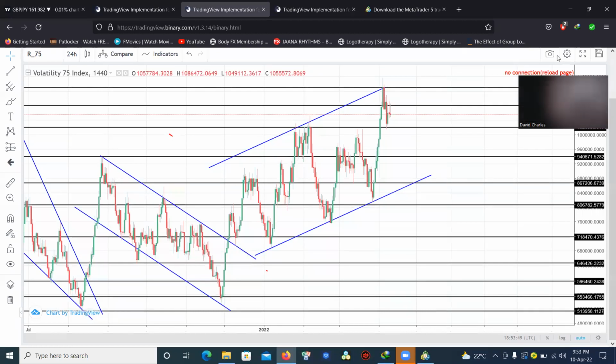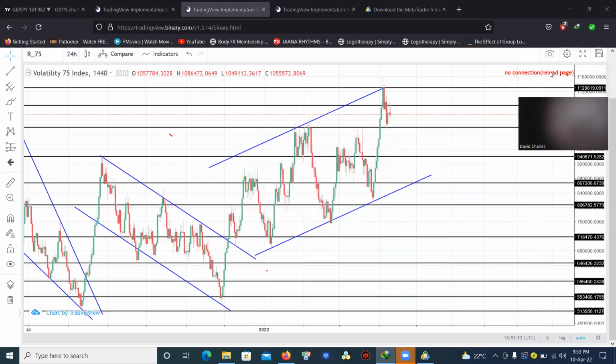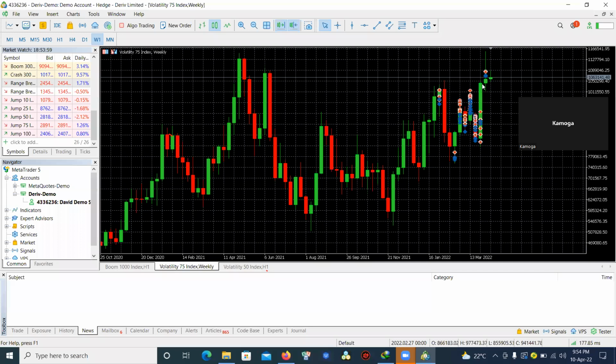Is this thing. You see here, once you leave it idle for some time, it tells you no connection, reload page. But this, if you look here, this is moving. This is real time.